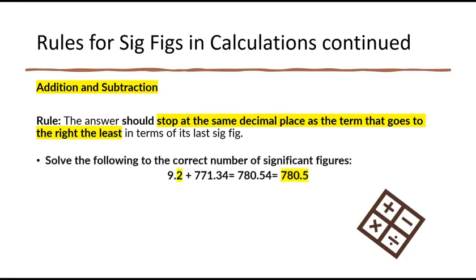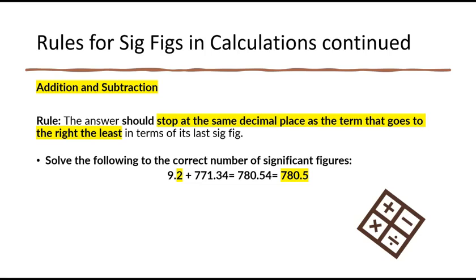Let's go ahead and practice. If we are adding 9.2 to 771.34, we need to look at the location of the last sig fig. We're not counting them. In our first term, the last sig fig is the 2, and it's in the tenths place. In our second term, the last sig fig is the 4, and it's in the hundredths place.